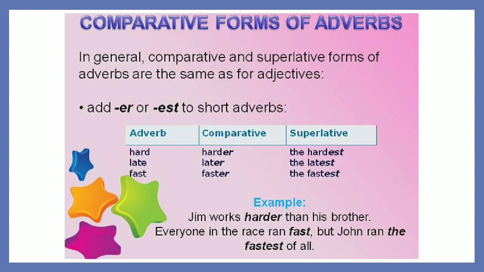The comparative and superlative forms of adverbs are in general the same as for adjectives. We add er or est to the short adverbs to change them into comparative degree and superlative degree respectively. For example, hard, harder, hardest. Late, later, latest. Fast, faster, fastest.